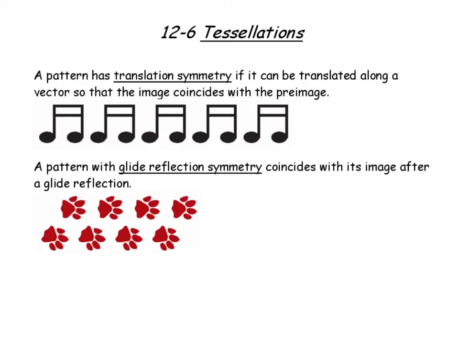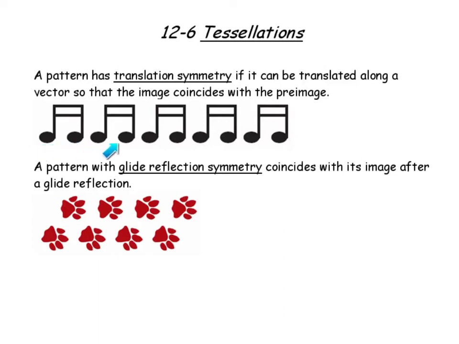12.6 is about tessellations, and I think you guys have heard or learned about this in previous years of working with math. A tessellation has translation symmetry if it could be translated along a vector so that an image coincides with the pre-image.